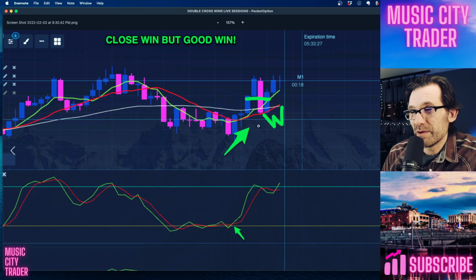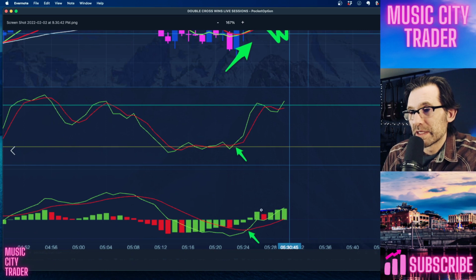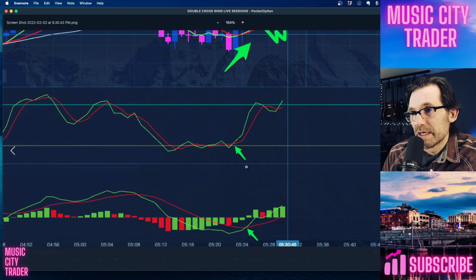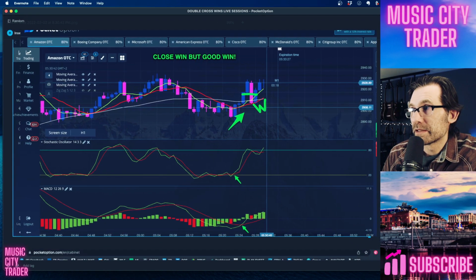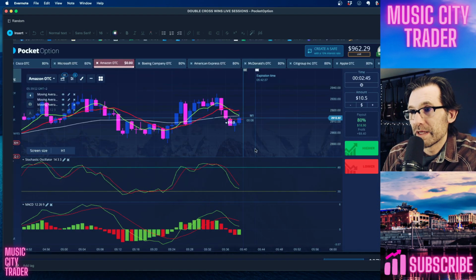This red candle was kind of weird. But the setup was perfect. I think that this will lose sometimes, so I wouldn't be surprised if it lost this one, because it will sometimes. But as long as you wait and be patient and get the confirmation on the cross, then you're good.